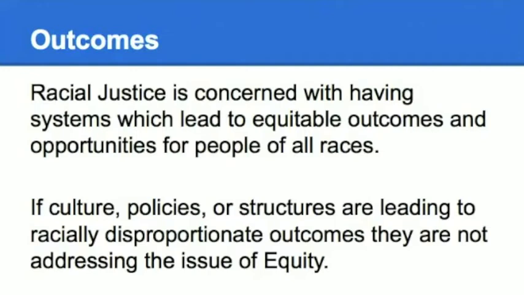In order to have good outcomes, equity really focuses on a few things. One important thing for us is racial justice, which is concerned with having systems that lead to equitable outcomes and opportunities for people of all races. If culture, policies, or structures are leading to racially disproportionate outcomes, they are not addressing the issue of equity. For example, currently there's a huge racial wealth gap, which means that while a lot of people are missing access to wealth, it affects communities of color more than other communities, which demonstrates that there's a systemic issue with racial equity.